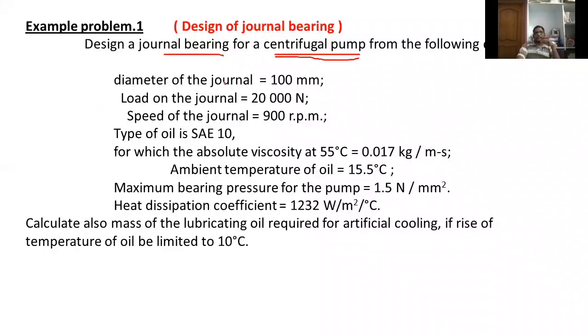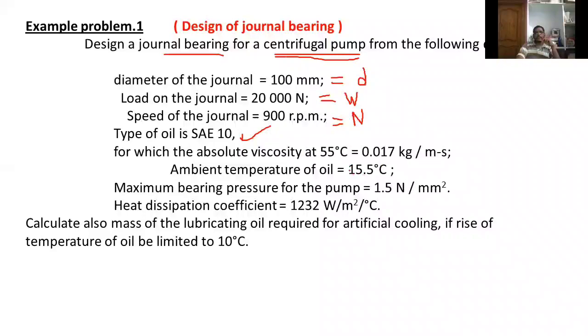Here the diameter of the journal, small d, is given, and the load on the journal, capital W, is also given. The speed of the journal is also given, that is capital N, the speed of the shaft, in revolutions per minute. And the type of lubricant is also given. The type of lubricant is SAE 10.